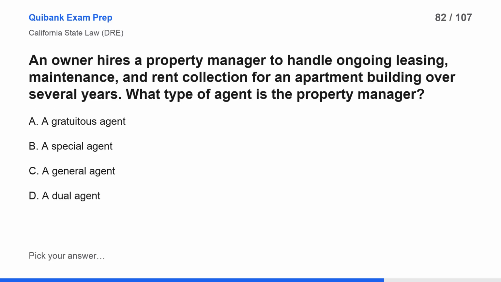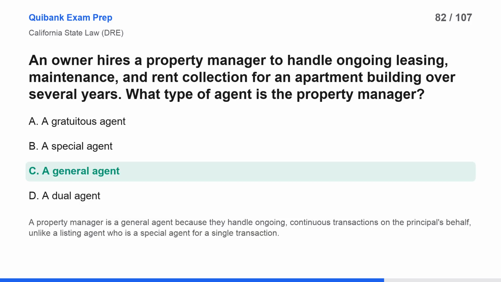Question 82. An owner hires a property manager to handle ongoing leasing, maintenance, and rent collection for an apartment building over several years. What type of agent is the property manager? A. A gratuitous agent. B. A special agent. C. A general agent. D. A dual agent.